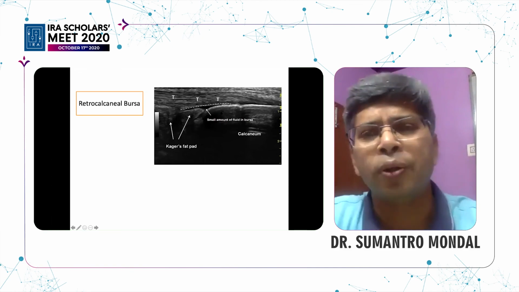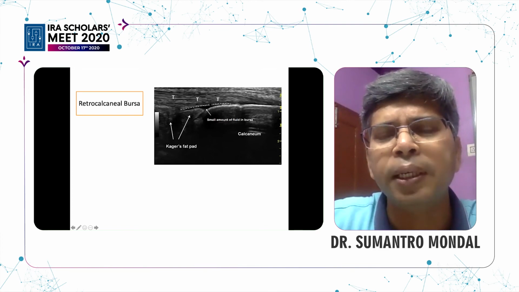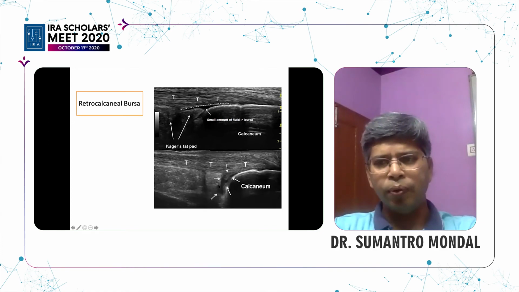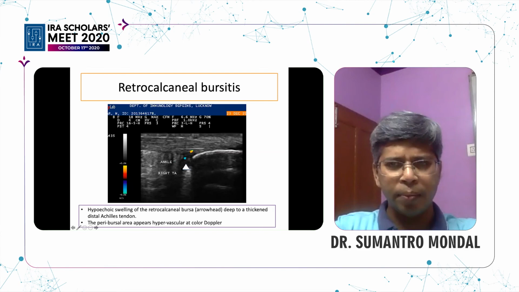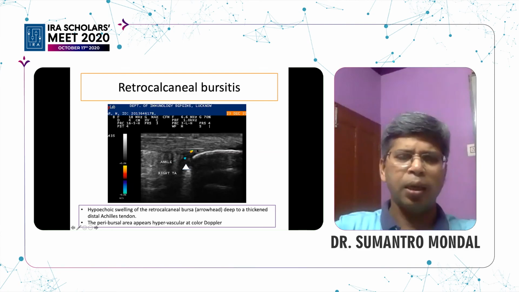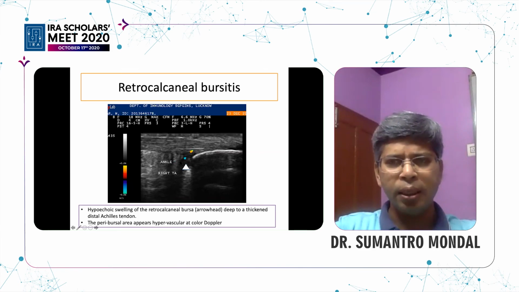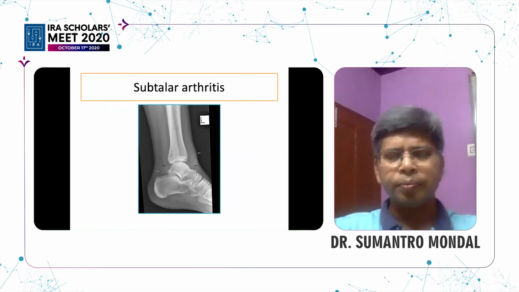So this is the normal retrocalcaneal bursa. This is skin, subcutaneous tissue. This is the tendon marked by T, and this is the calcaneum bone, and the normal bursa is here. Just a chink of fluid is there. That is the normal retrocalcaneal bursa. When you get fluid here, there is a little bit more collection. And if you see this picture, there is a vessel there. The vessels are on the periphery of the bursa. If there is bursitis, there is inflammation of the bursa, so that's why you are getting the blood vessels here. So there is retrocalcaneal bursitis.